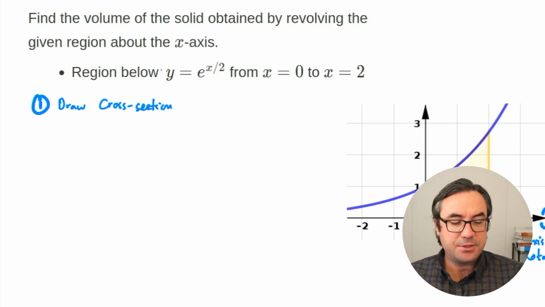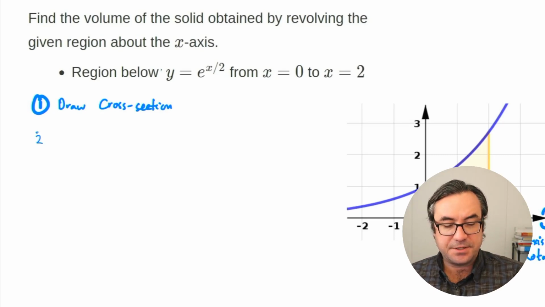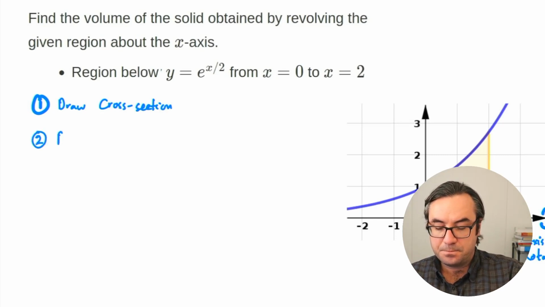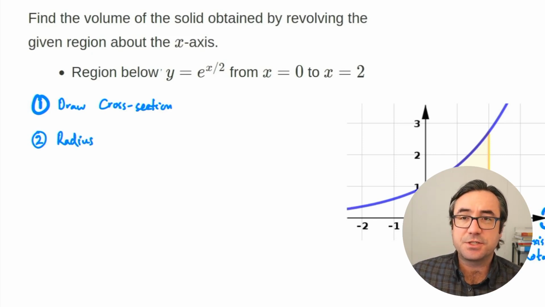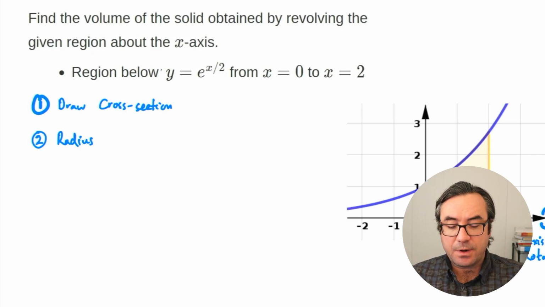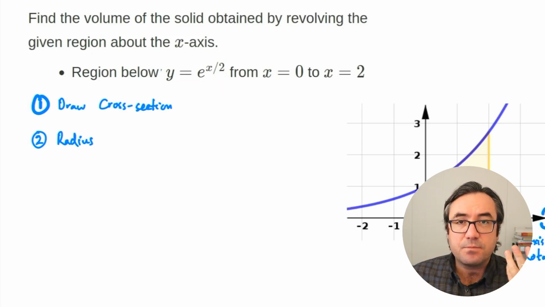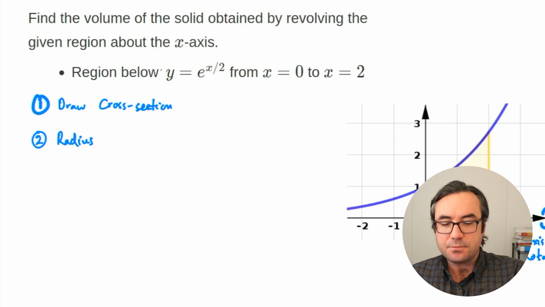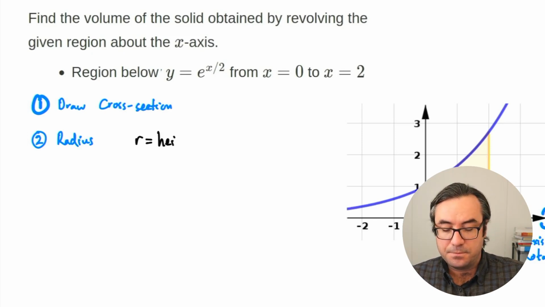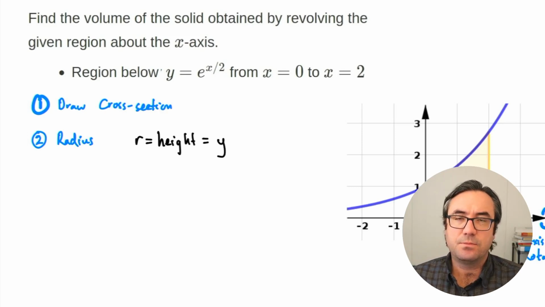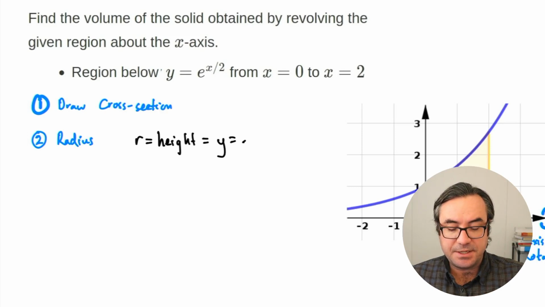The next step is we want to figure out our radius. So we know our cross section is going to be a circle here. So let's figure out the radius for that. And that's where the equation of our function comes in. So our radius, in this case, we'll call it r, is just the height of our curve, which is what y represents. y represents height, and we know what y is equal to.